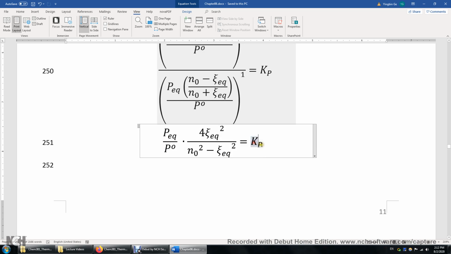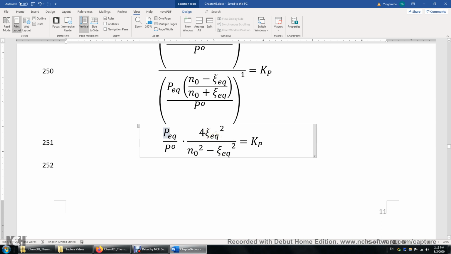We have this K sub P. This is the equilibrium constant. We know this by using the Gibbs energy of formation of Cl2 and Cl. And then, assuming we know the equilibrium pressure. All right, so if we know this equilibrium pressure, and if we know n0, that's the initial number of moles of Cl2, then we can easily calculate the value of ξ.